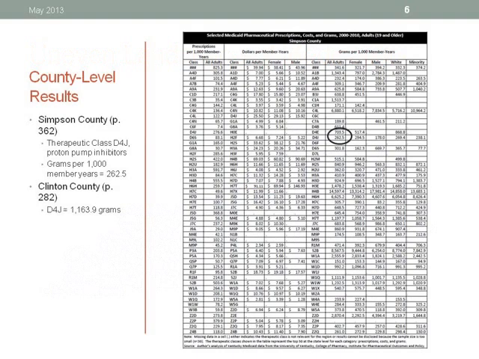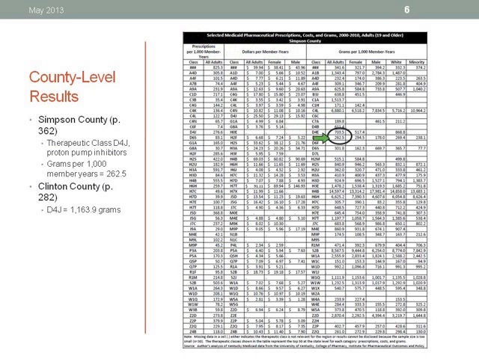Here is an illustrative table. This is page 362 of the report. And you can't really see it too well, but this is Simpson County, okay? And I wanted to show this to illustrate what a table looks like, okay? And so we've been talking about proton pump inhibitors, and it's probably hard for you to see it, but that says D4J. That's what we've been talking about.